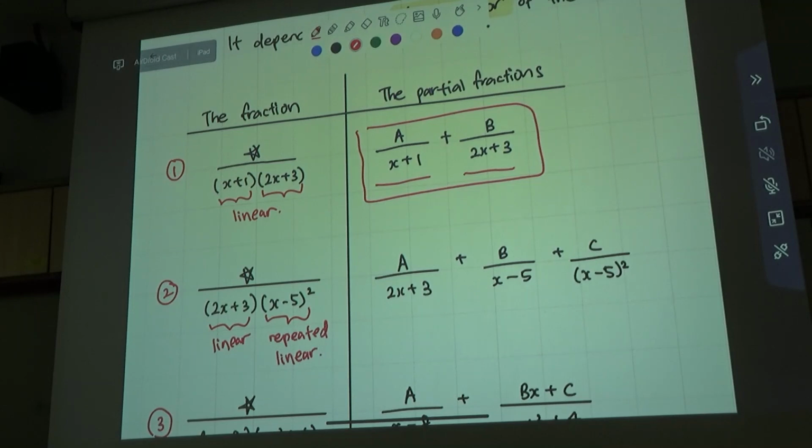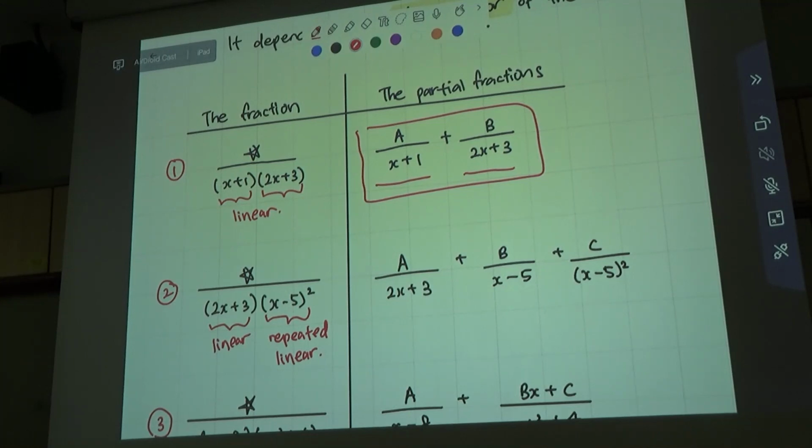Okay, why do I call it repeated linear? It is because x minus 5 itself is linear. And then when you repeat the multiplication by having (x minus 5) squared, which means (x minus 5) times (x minus 5), it is repeated. That's why it's called repeated linear.